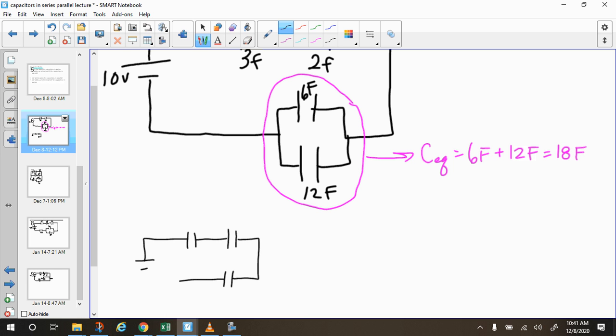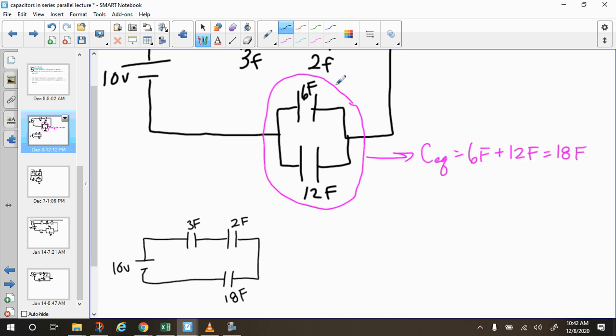Now it's important to note that when you're drawing these diagram symbols, the battery has the short line and the long line, and the capacitors have 2 equal lines. So be careful to make that apparent when you're drawing things. 3 farads, and that's 2 farads, and this is 18 farads.